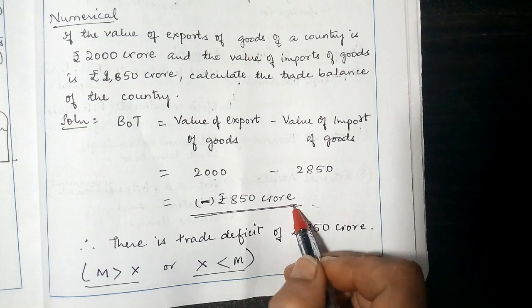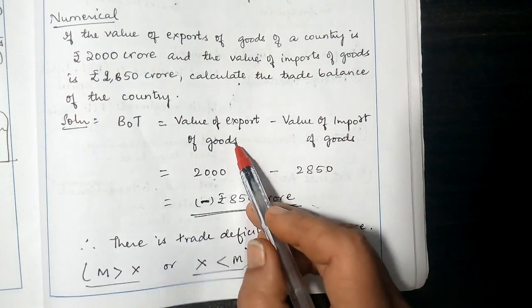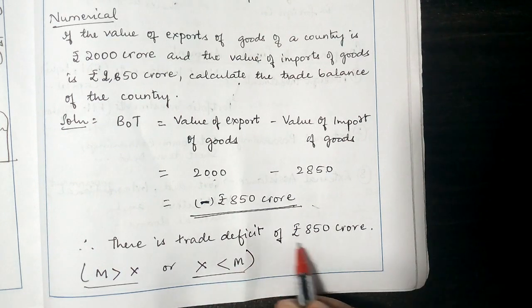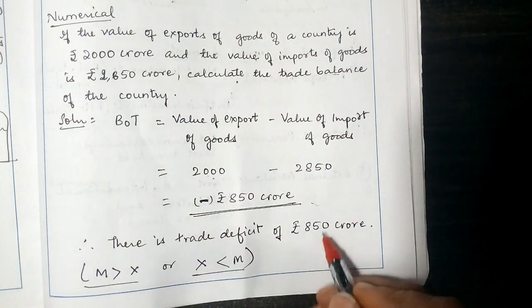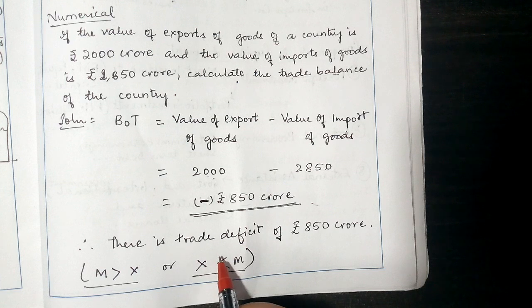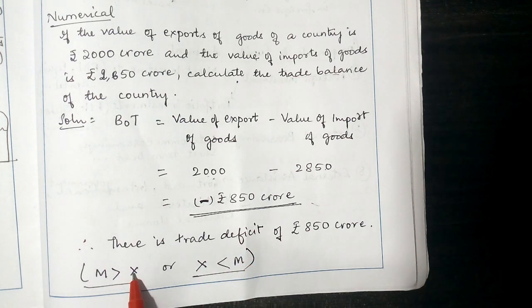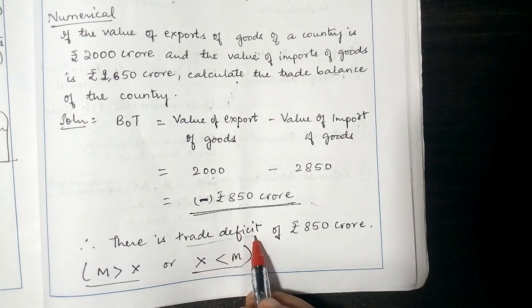What does this mean? Since imports are greater than exports, there will be a trade deficit of how much? This difference. 850 crore will be the trade deficit. So what do we have to do? We will have to borrow, isn't it? So when imports are greater than exports, or let us say exports are less than imports, we land up with a trade deficit.